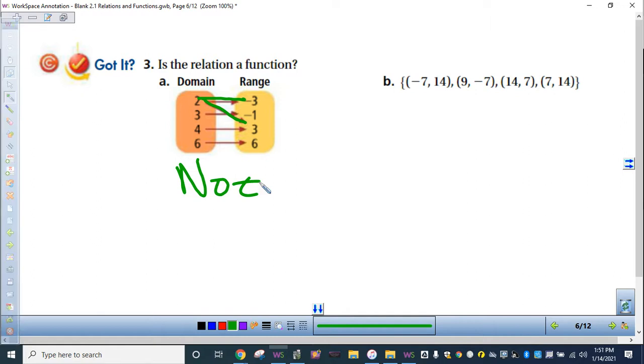So if I look at B, function thumb up, not function thumb down. So all you're doing is looking for repeated x's. If you have repeated x's, it is not a function. If there are no repeated x's, it is a function. So thumbs up function, thumbs down not. So I look at my x values, I have -7, 9, 14, and 7. So yes, this is a function. Okay? Simple as that. So you'll have questions like this on your quiz. You'll be able to do them pretty darn fast.